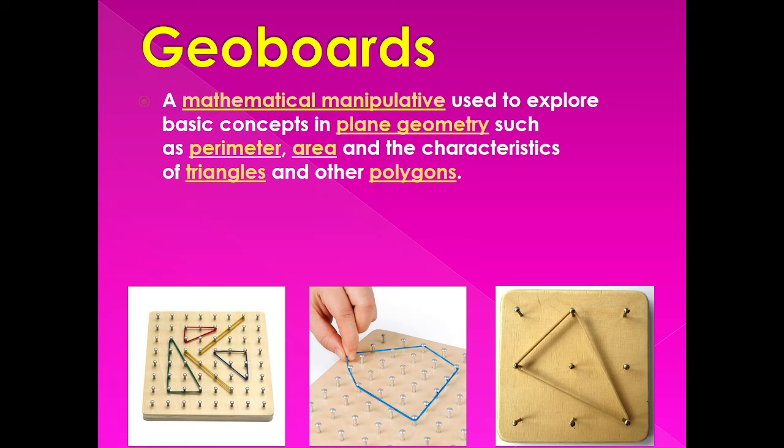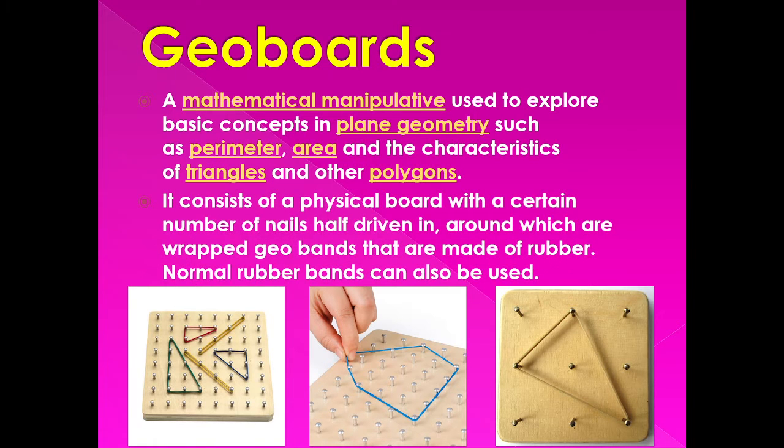So, a mathematical manipulative used to explore basic concepts in plane geometry such as perimeter, area, characteristics of triangles, and other polygons. It consists of a physical board with a certain number of nails half driven in it, around which are wrapped geobands that are made of rubber. Akong gigamit ra to kay rubber band ra jud. Normal rubber bands can also be used.